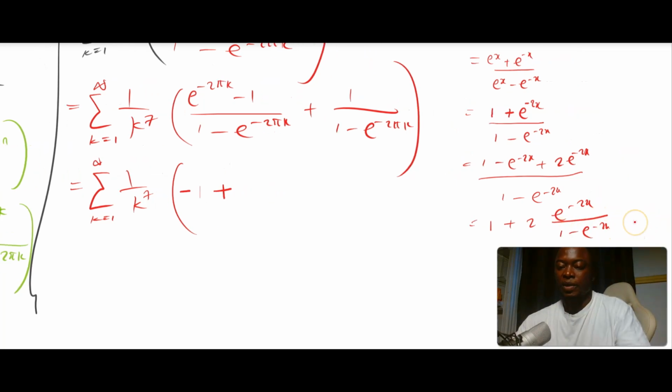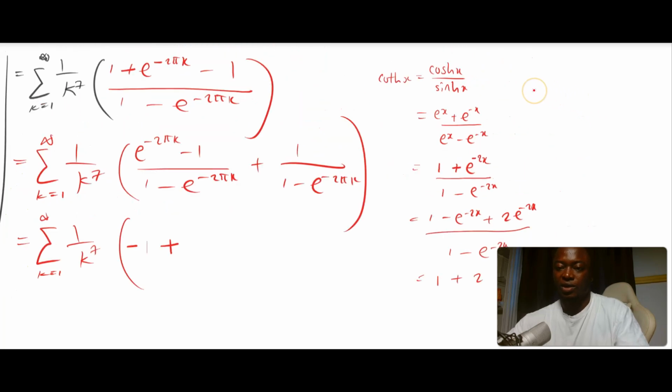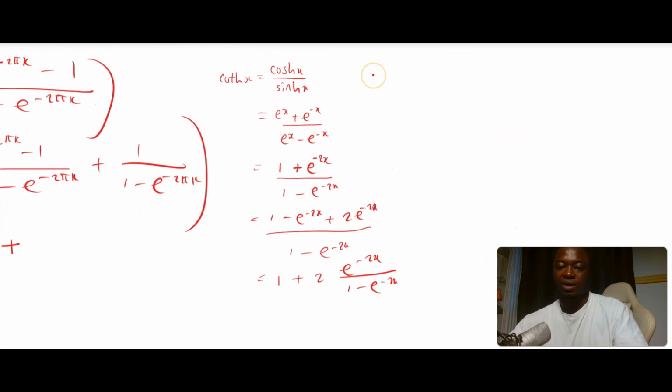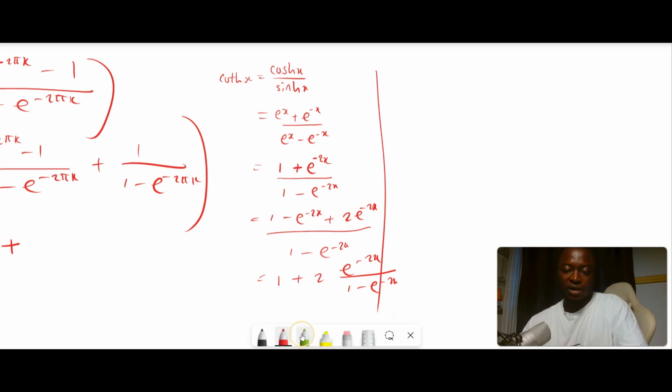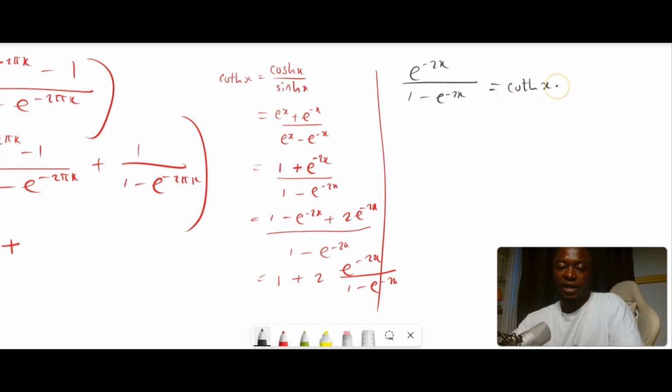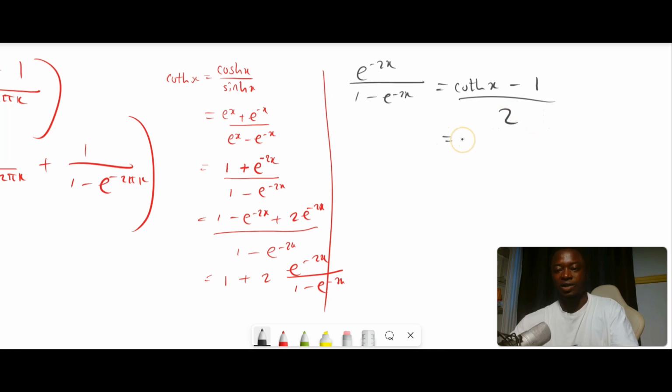So essentially, what this means for us is good news, because now we can write e to the negative 2x all divided by 1 minus e to the negative 2x as equal to hyperbolic cotangent of x minus 1, all divided by 2. So essentially, this is going to be 1 over 2 hyperbolic cotangent of x minus 1 over 2 as well. Yeah, minus 1 over 2.